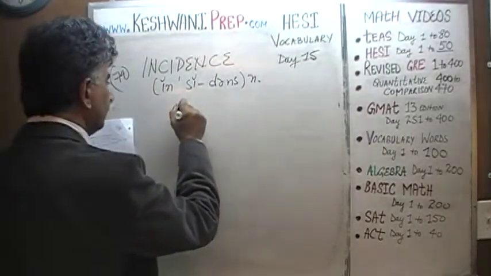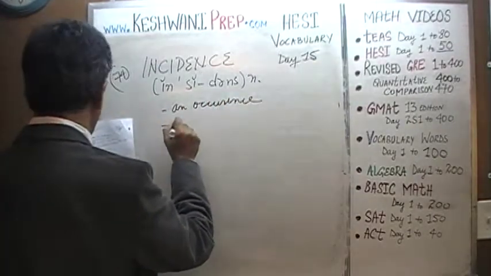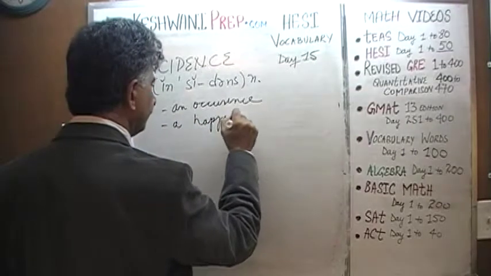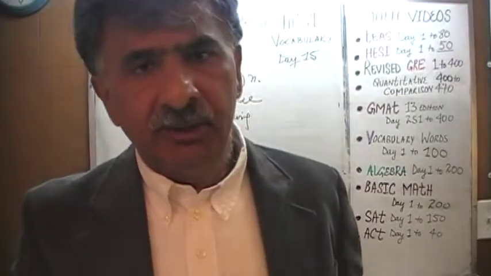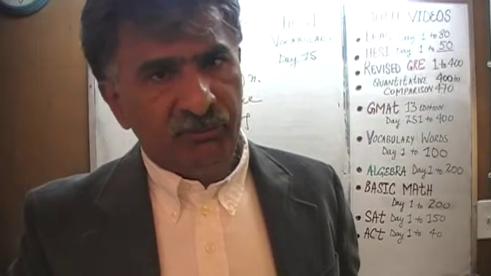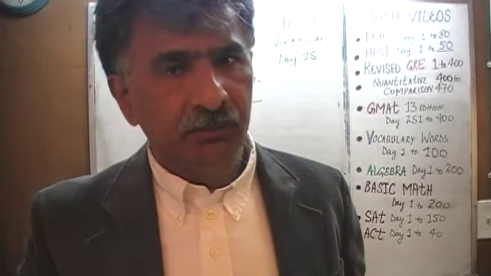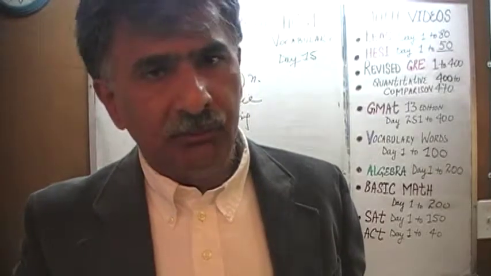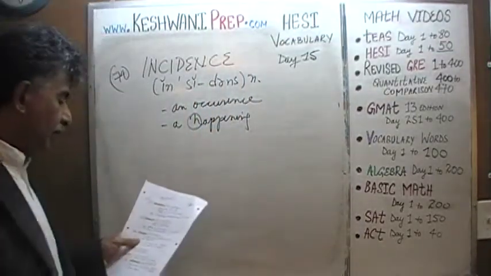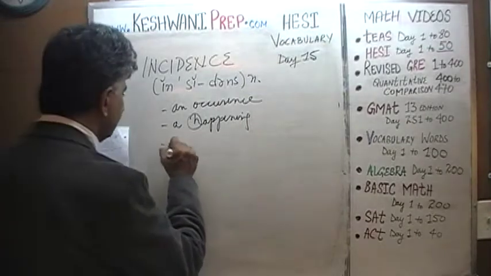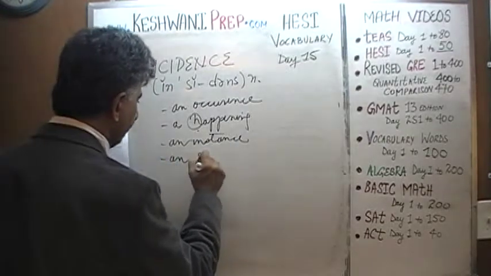Which simply means an occurrence. A happening. It always bothers me when the word starts with an H, because H, as you know, is a soft vowel. It is a vowel in French, and I always wonder should it be a happening or should it be an happening? Should it be a house or should it be an house? Of course, it's a house, but still I get confused. A happening, an occurrence, an instance, an event.